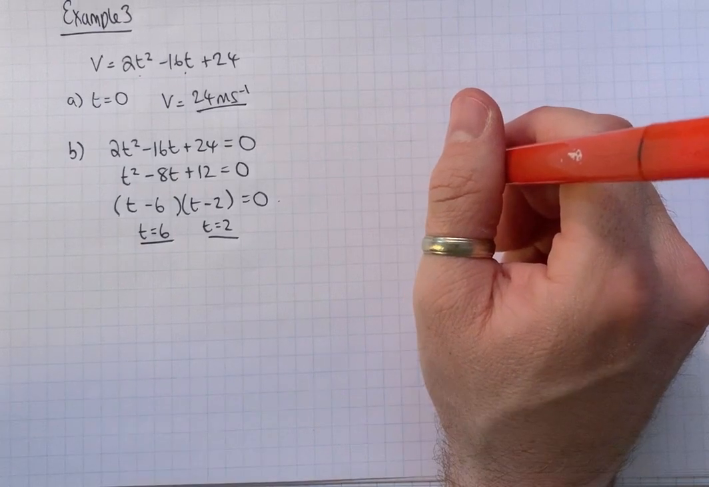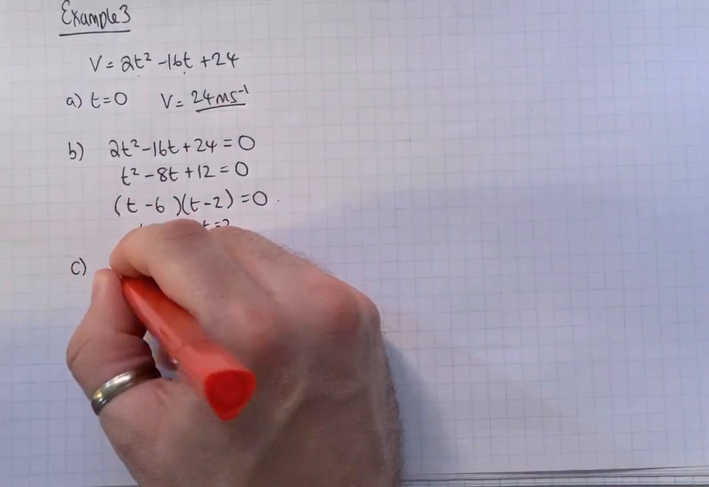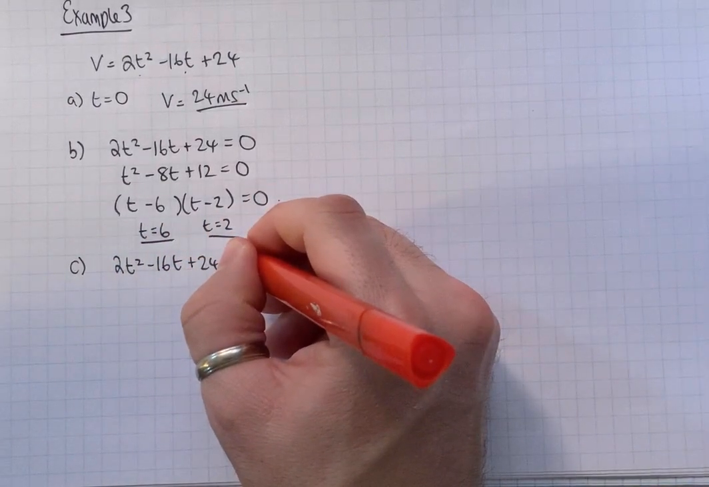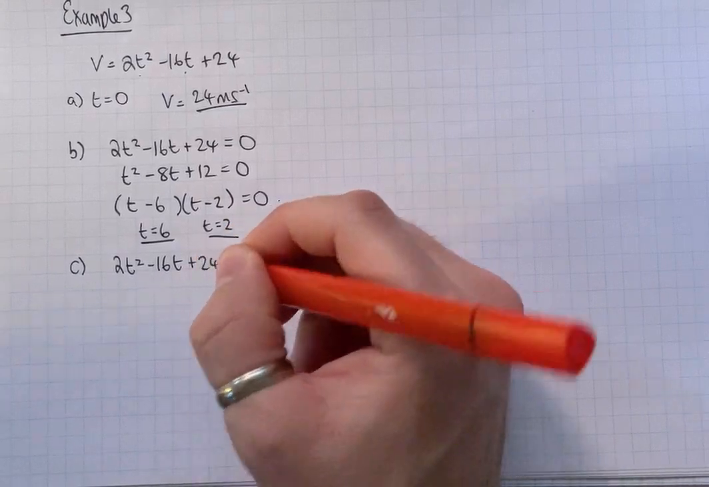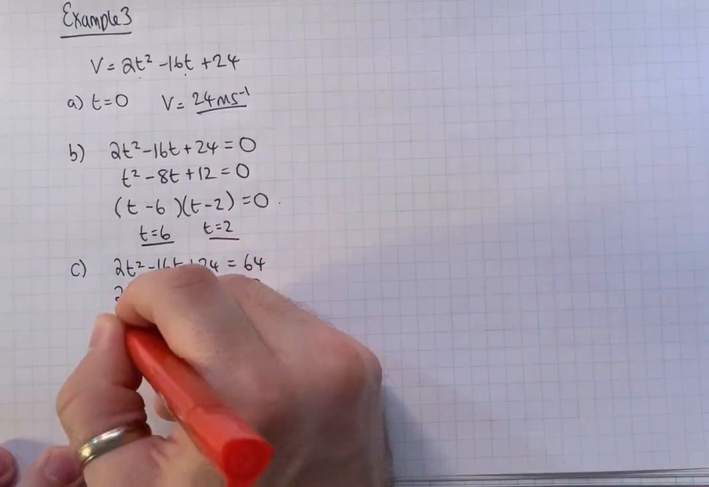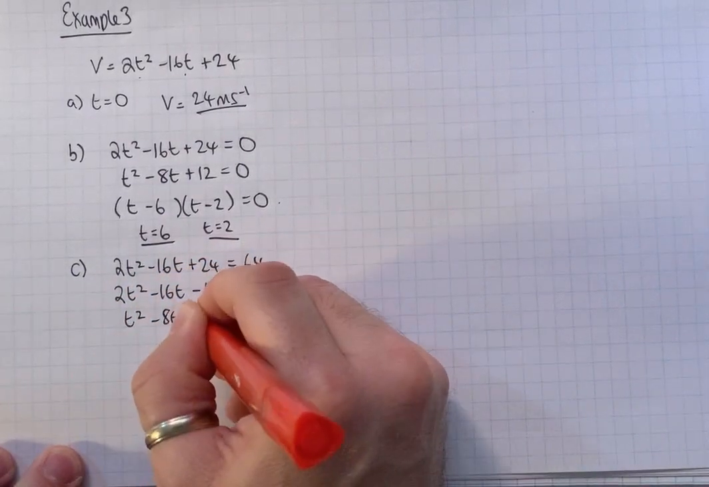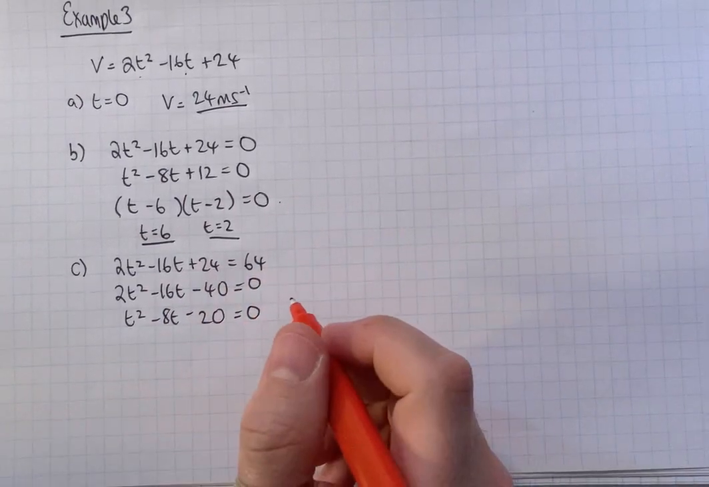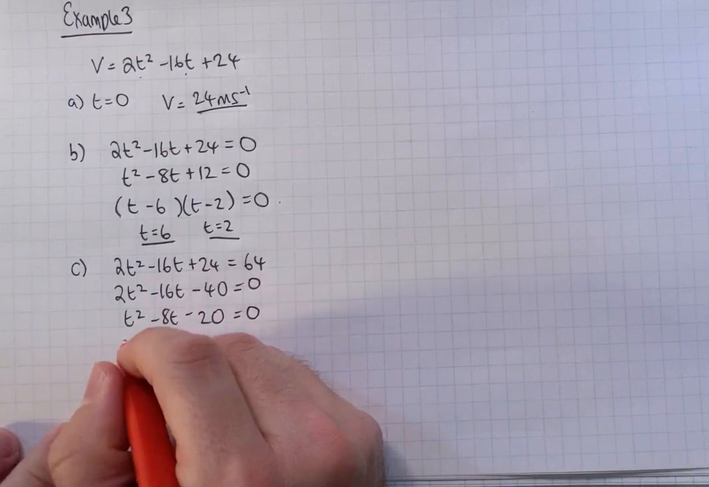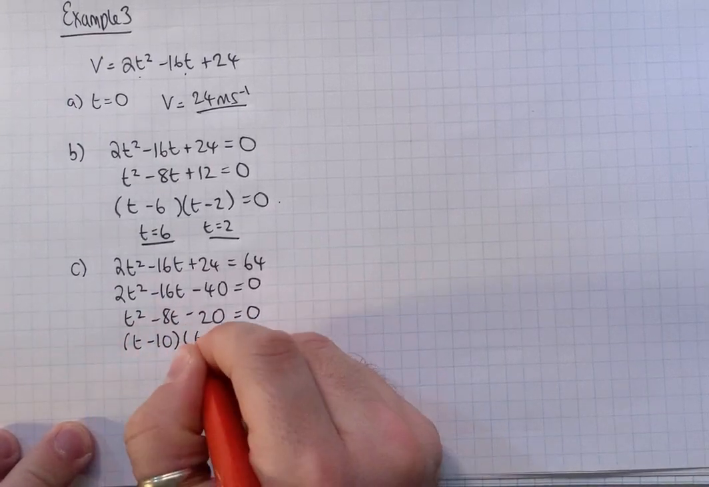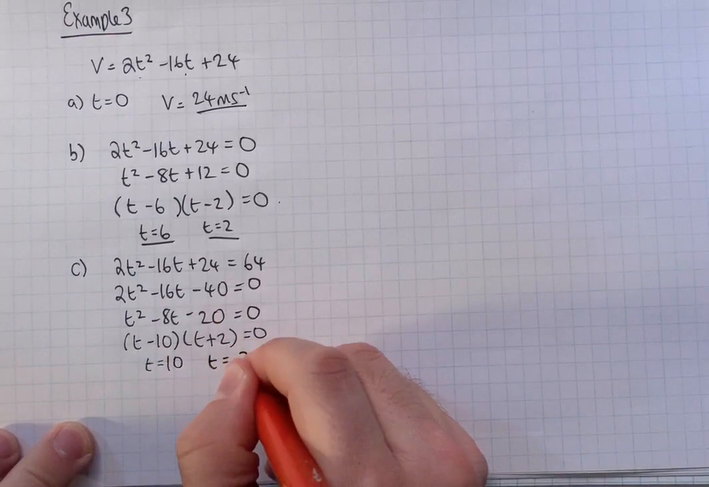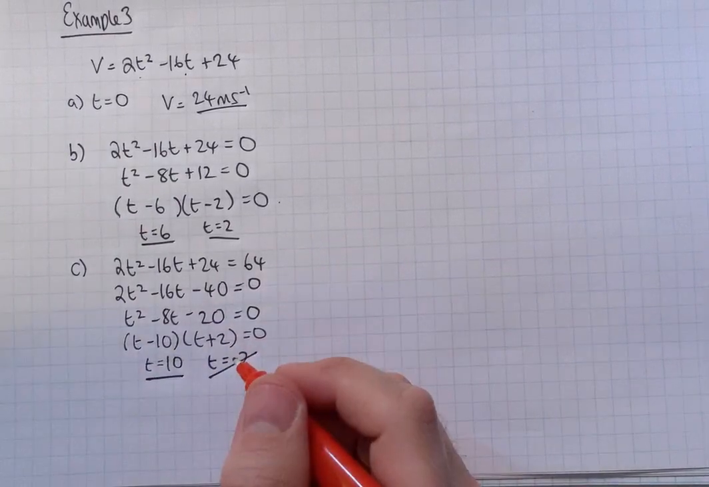What are we asked for next? The value of t when the velocity is 64. So 2t squared minus 16t plus 24 equals 64. So bring that across. 2t squared minus 16t minus 40 equals 0. t squared minus 8t minus 20 equals 0. And this time we need two things that multiply together to give us minus 20 and add together to give us minus 8. (t minus 10)(t plus 2). So t equals 10, t equals minus 2. We can't have a negative time, so t equals 10.